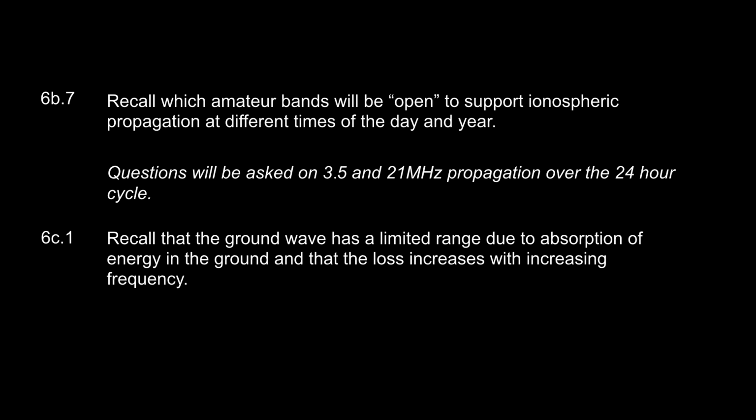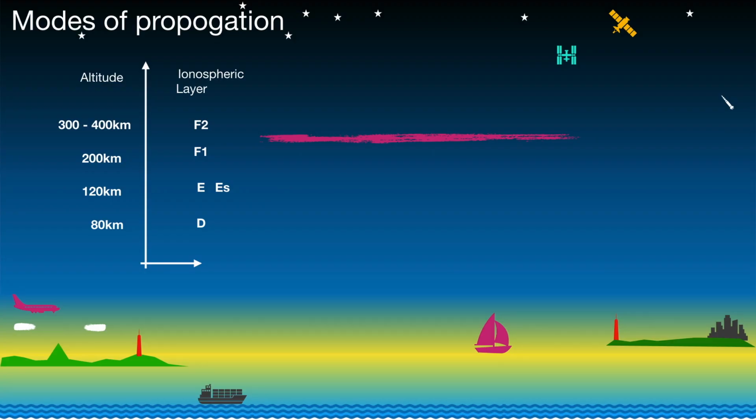Recall that the ground wave has a limited range due to absorption of the energy in the ground, and that the loss increases with increasing frequency. Now, we looked at the ground wave travelling out to the yacht from the station on the right. We said that ground wave attenuation would be less over water than over the ground, but that the higher the frequency, the greater the loss.